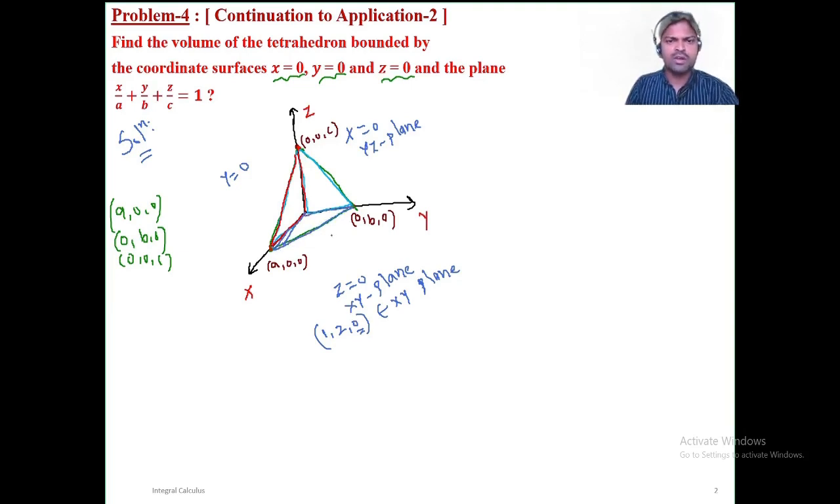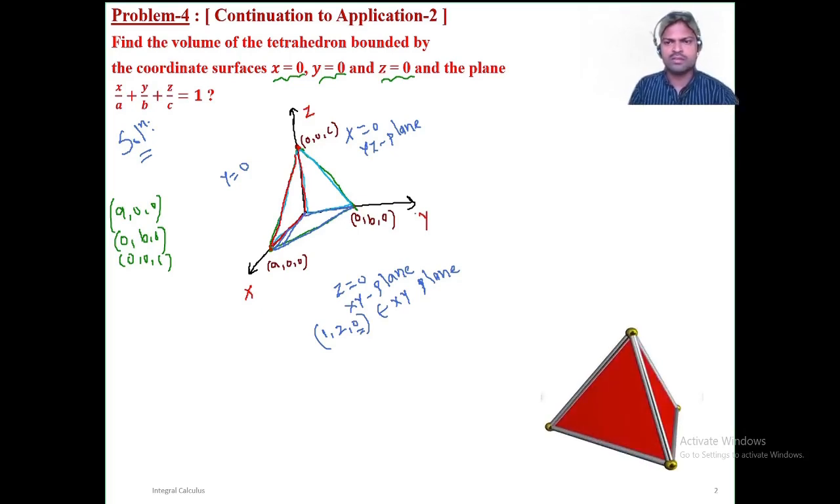So overall what you will get? This kind of figure you will get. So this is a tetrahedron. Actually, you look at here, this one is not a triangle. Actually it is a plane. It is a plane like this, but if you take the intersection portion, this triangular kind of face you will get.